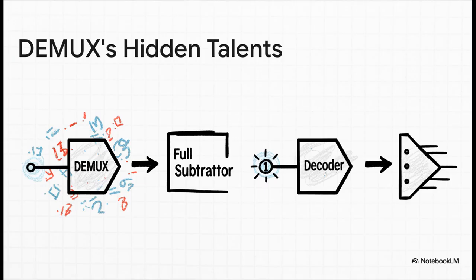And don't worry, the DMUX isn't getting left out of the party. It has its own secret talents too. With some of that same clever wiring, you can make a 1-to-8 DMUX work as a full subtractor. But even cooler, if you just permanently set its data input to 1, it stops being a DMUX entirely and magically transforms into a completely different component called a decoder. I mean, that level of versatility is exactly what makes these things so darn powerful.